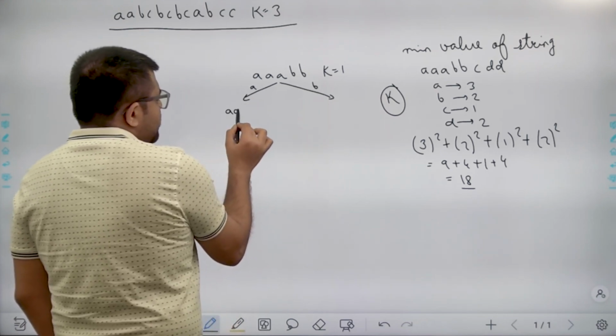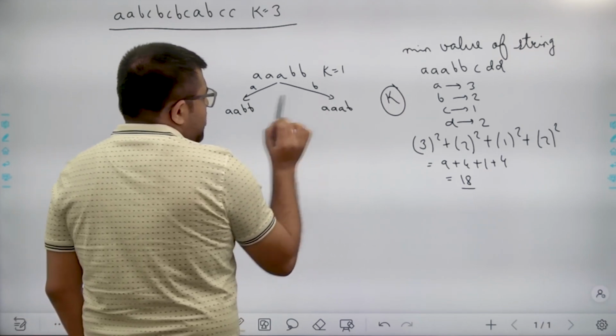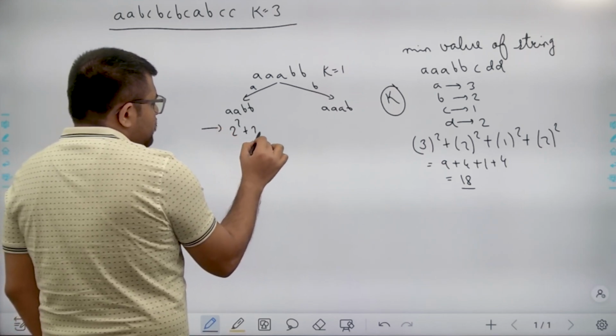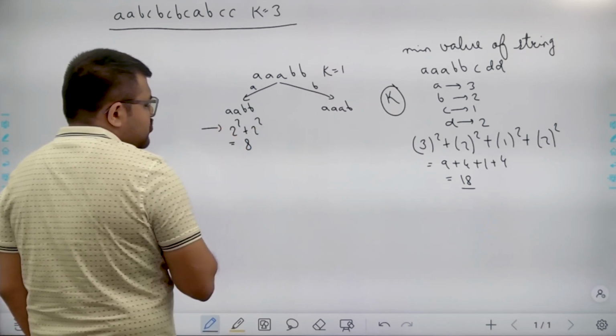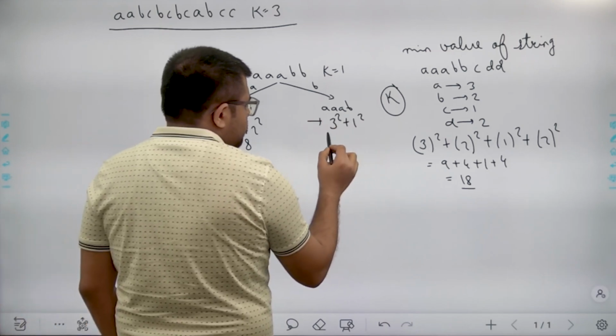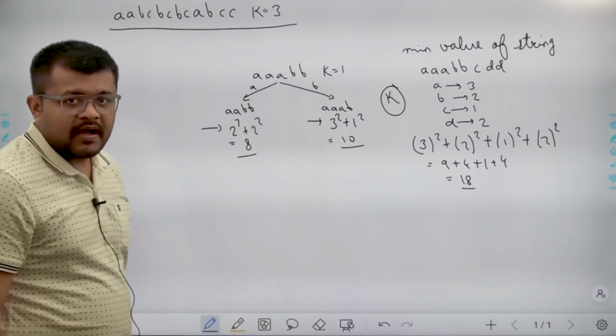If I remove A, my string will be A, B, B, and if I remove B, it will be A, A, B. What will be the value of the string here? Count of A is 2 and count of B is also 2. So it is 4 plus 4, 8. What is the value of the string here? Count of A is 3 and count of B is 1, which is equal to 10. So here I am getting a bigger value than this. Are you getting my point?